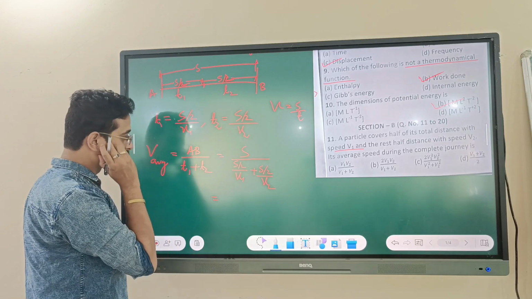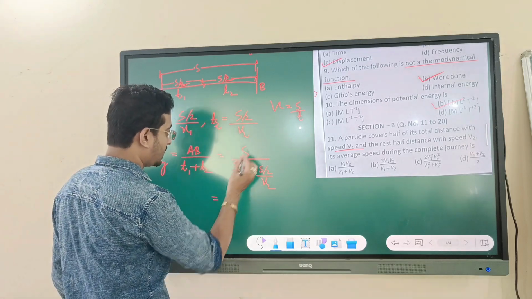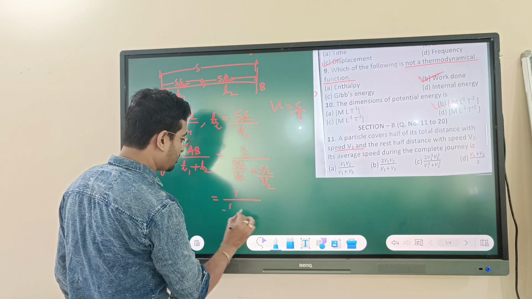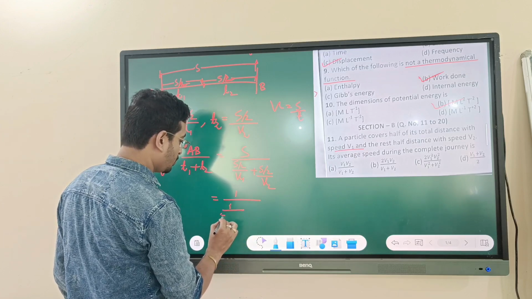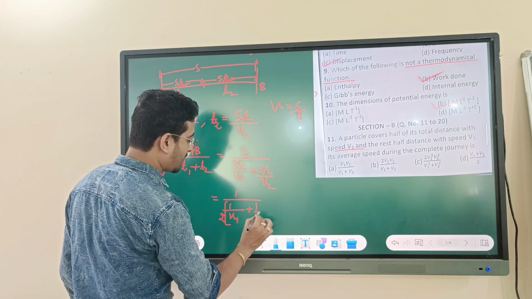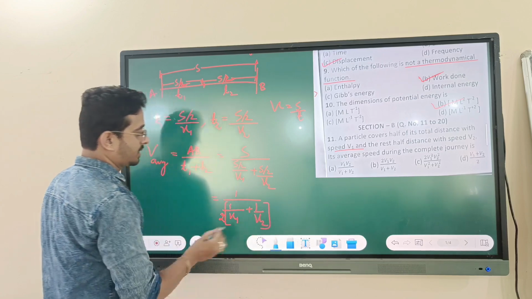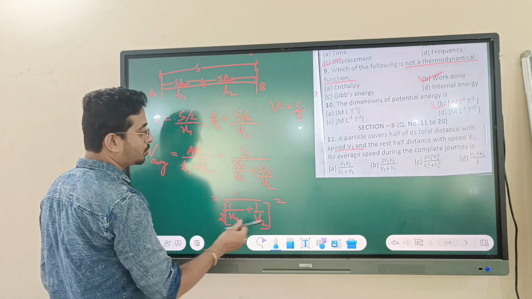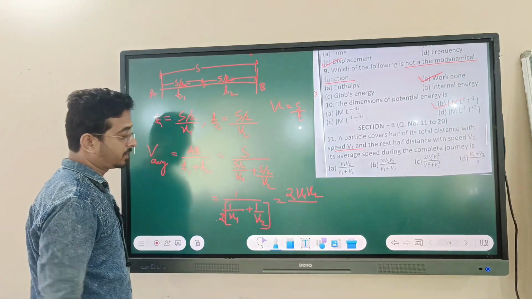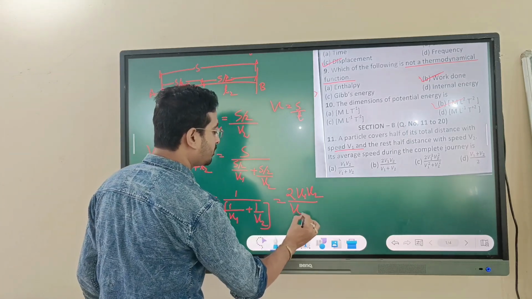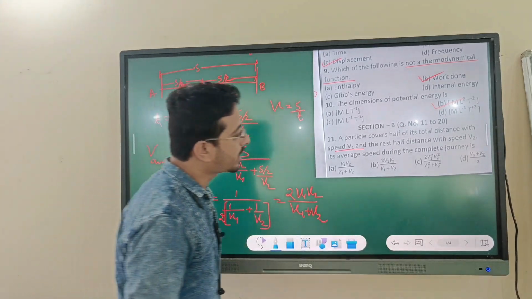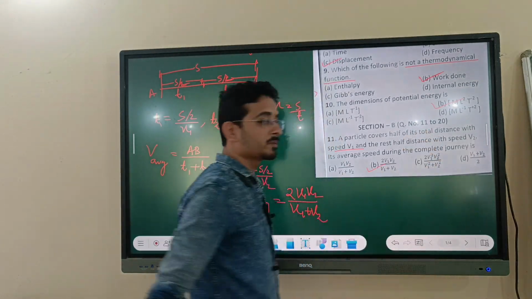Taking s by 2 common and cancelling out s and s, this will be 1 over 1 by 2 times 1 by v1 plus 1 by v2. The LCM is v1 and v2. With the 2 going to the numerator, this is 2v1v2 by v1 plus v2. So my correct option will be 2v1v2 by v1 plus v2, that is option number B.